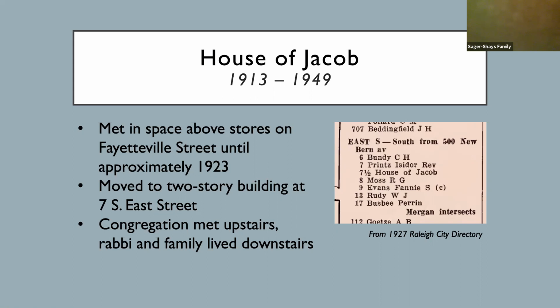You might also notice that number 9, Fanny S. Evans, has a little C next to her name, and that's to indicate colored. This was a segregated city, and the city directory listed everybody by race.